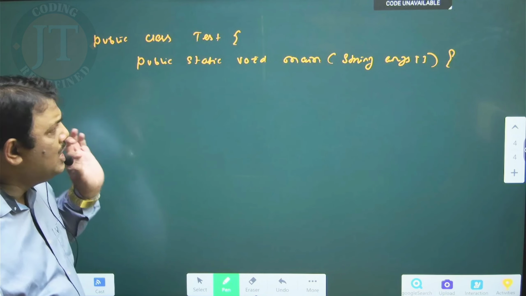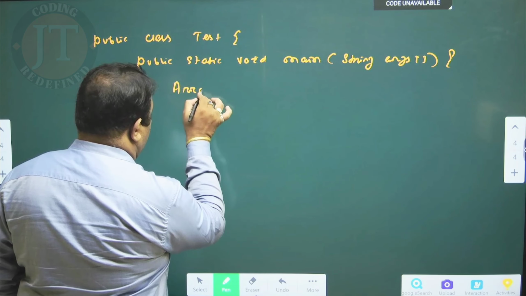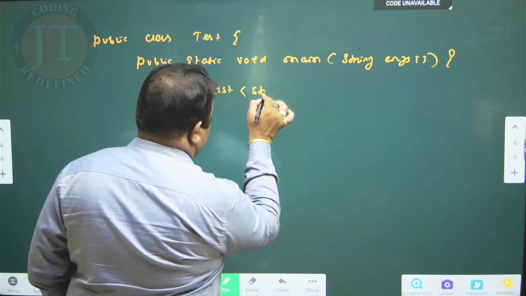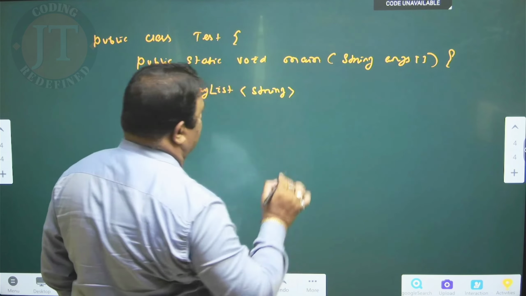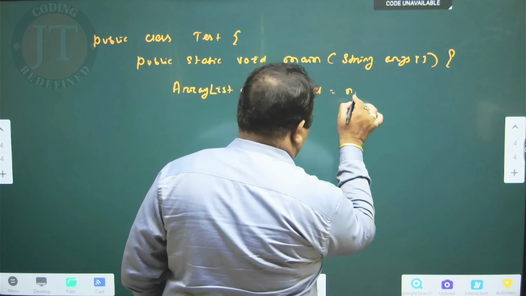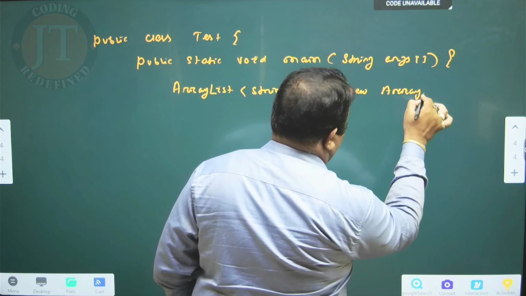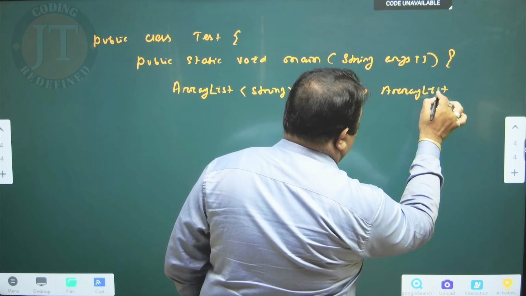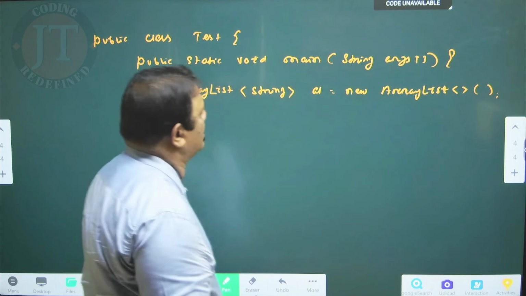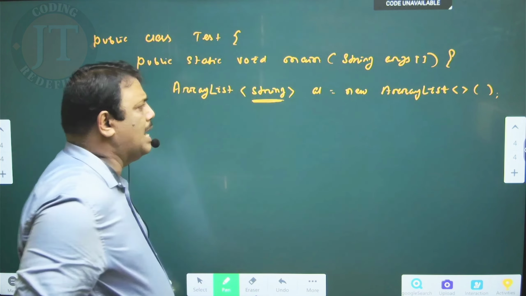Now what I can do here, I pass ArrayList with String type. ArrayList of String, AL is equal to new ArrayList. I construct an ArrayList object. It indicates that the ArrayList must hold what type of element?